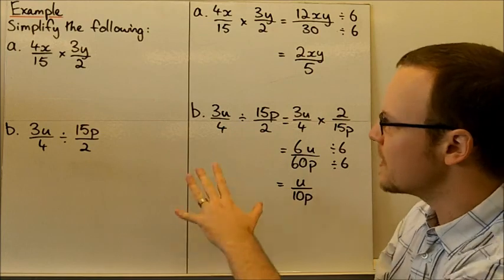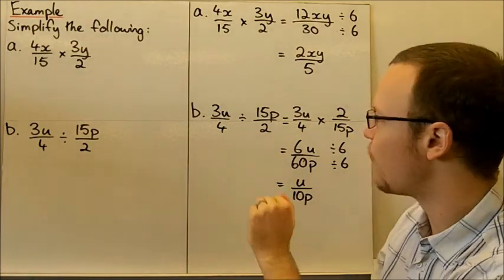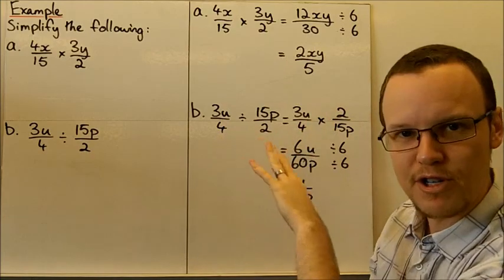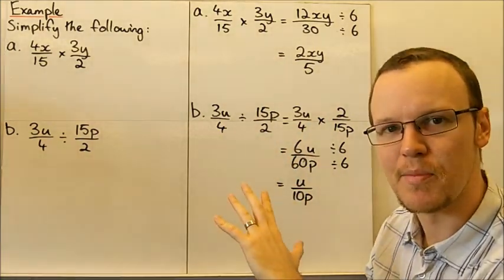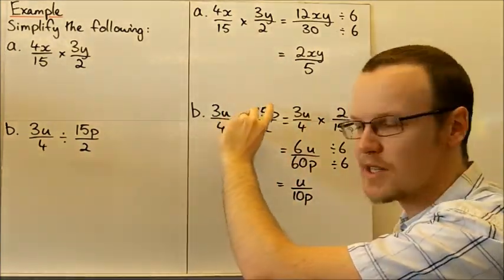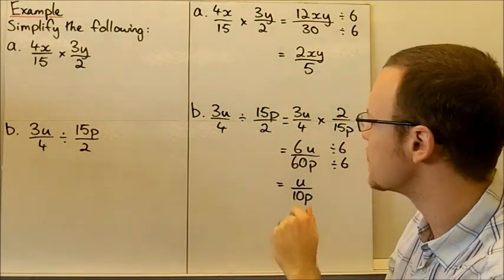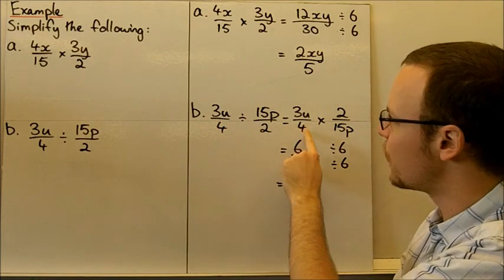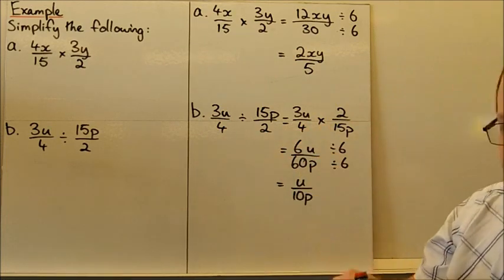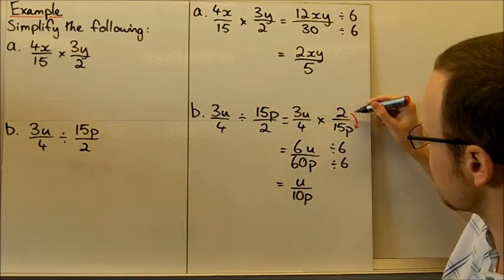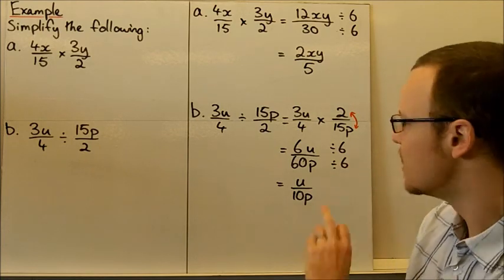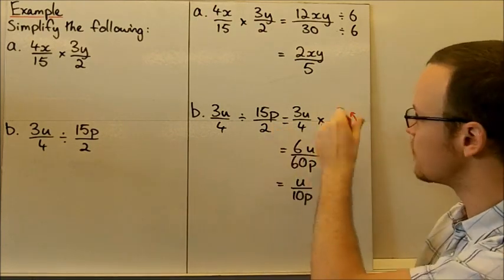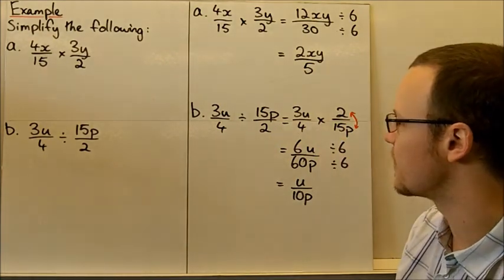Now for b, we've got 3u over 4 divided by 15p over 2. In order to calculate this, we need to turn it into a multiplication, and that means finding the reciprocal of the second value and turning it into a multiply. So we still have our 3u over 4 there, but we've multiplied by the reciprocal of the second fraction, 2 over 15p as opposed to 15p over 2. We've switched the numerator and denominator.